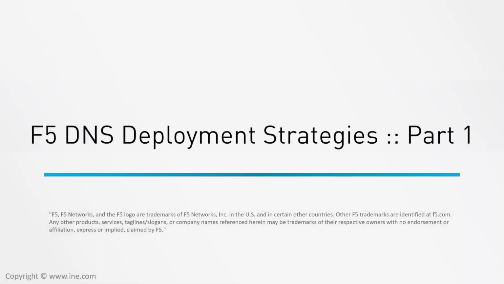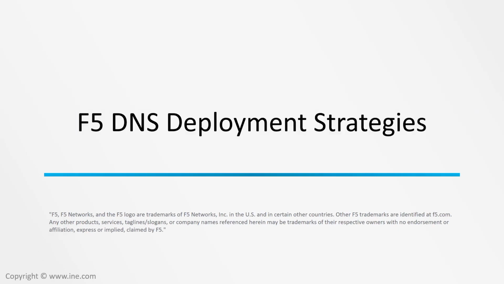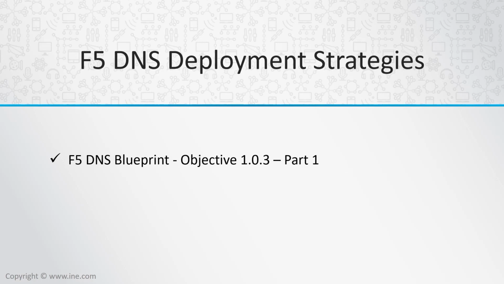In this video, we're going to be talking about F5 DNS deployment strategies. First we'll be covering the F5 DNS exam blueprint objective 103, and we'll take these in 3 parts because objective 103 has a lot of good content that we can cover. So part 1 encompasses the 5 main architecture designs for GTM. So we'll review those.